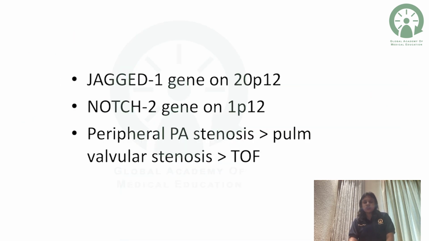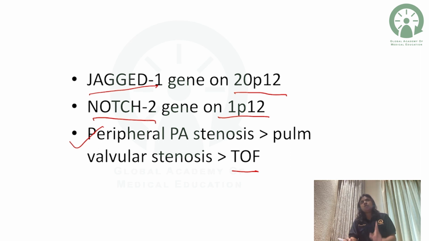So let us read what are the genetic involvement in case of Alagille syndrome. Okay, so it is the JAG1 gene on chromosome 20p12 and NOTCH2 gene on 1p12. So it is the JAG1 and NOTCH2. And as I said, the most common cardiac lesion is peripheral pulmonary artery stenosis, followed by pulmonary valvular stenosis and TOF. So TOF is also associated with Alagille syndrome, but as I told you in my previous topic, the most common syndromic association with TOF is DiGeorge syndrome.